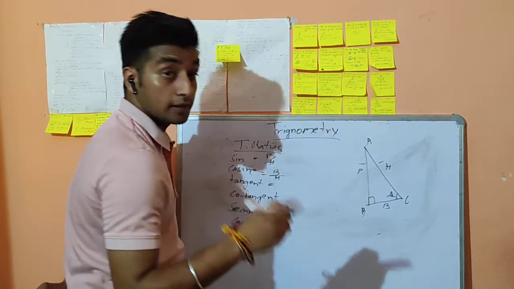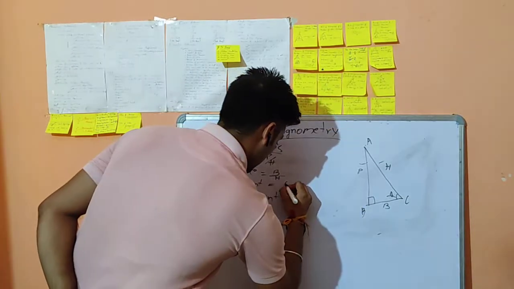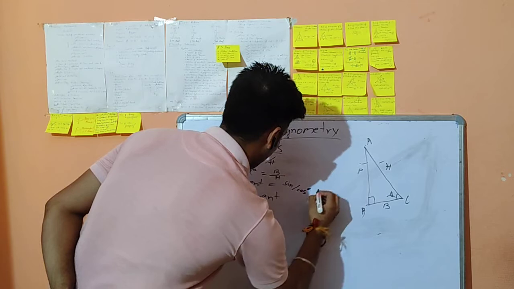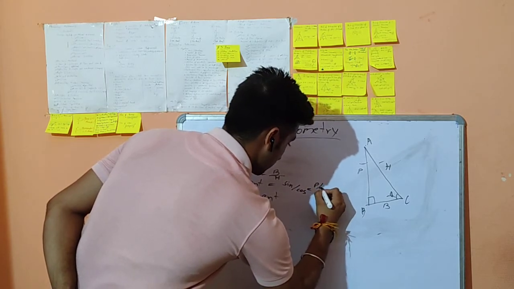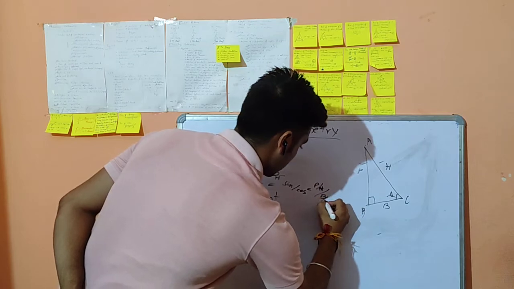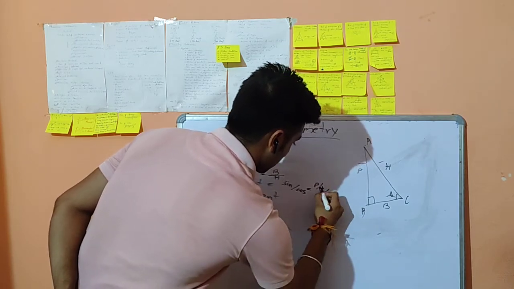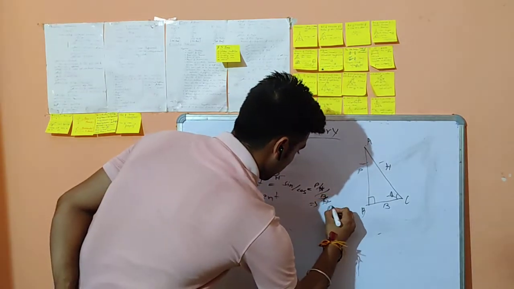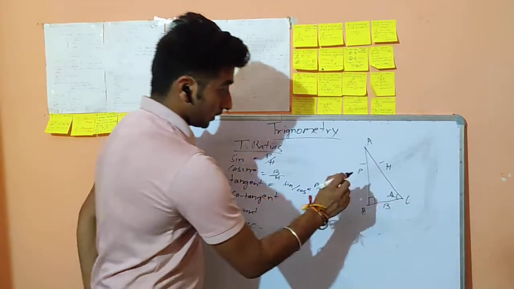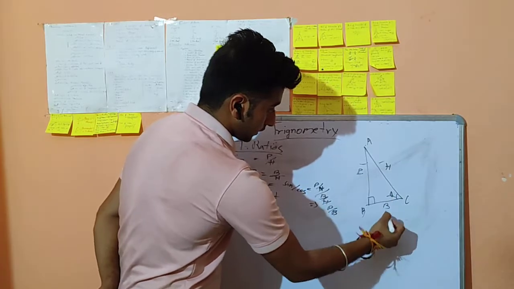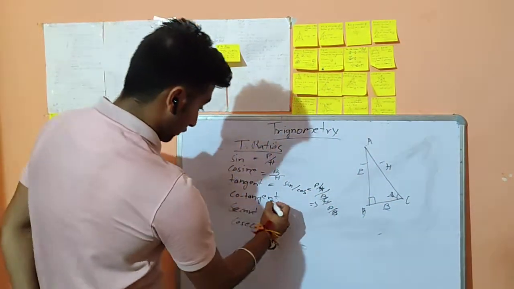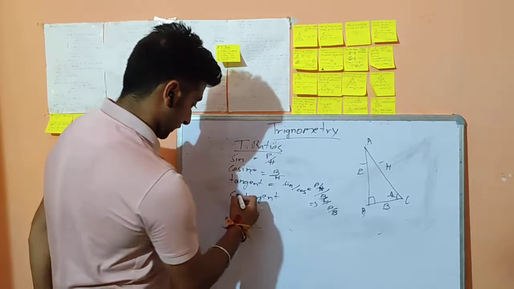Tangent similarly is sine upon cos. I'll say sine upon cos, that is p by h upon b by h. That comes p by b, that is perpendicular upon base. Tan theta is this upon this. Easy? Now, coming to the point, now it becomes very easy.